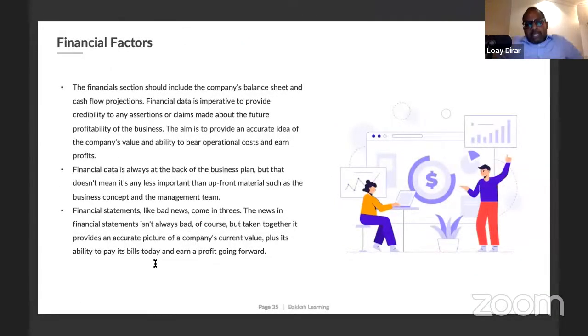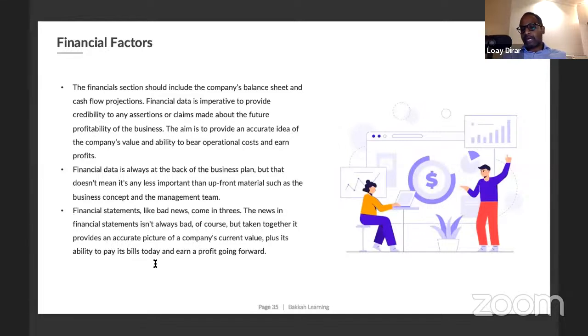Financial factors, yes, and this is at the heart of the core of any business plan. The financial section should include the company's balance sheet and cash flow projection. Financial data is imperative to provide credibility to any assertions or claims made about the future profitability of the business. How are we going to attract investors to invest in our business? So we have to be very transparent, and very careful in developing the right financial information in this part.